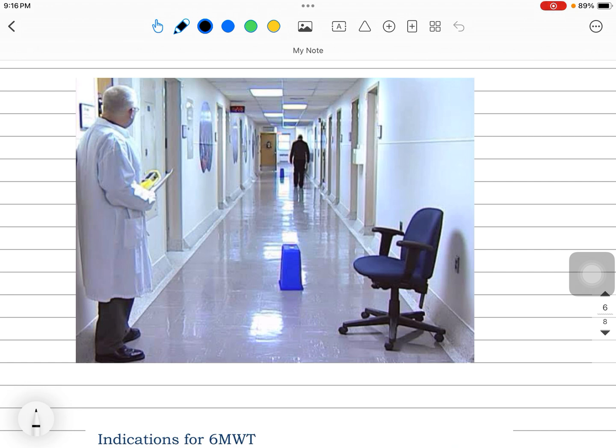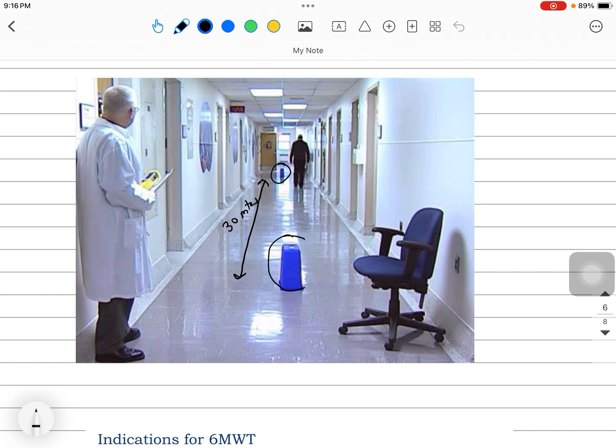And the walking course should be 30 meters in length. For example, over here you can see two markers, one is this one and another one is this one. In between these there should be a distance of around 30 meters. That is the length, and the length of the corridor should be marked every 3 meters, I mean.